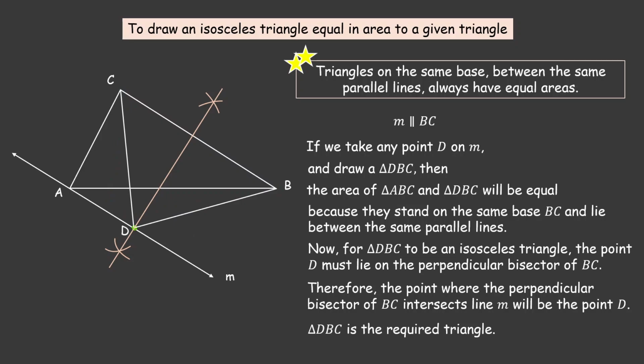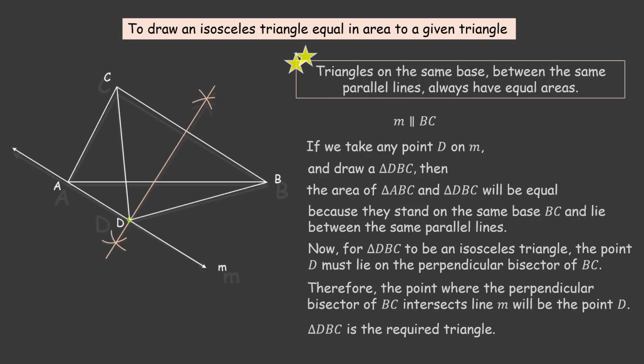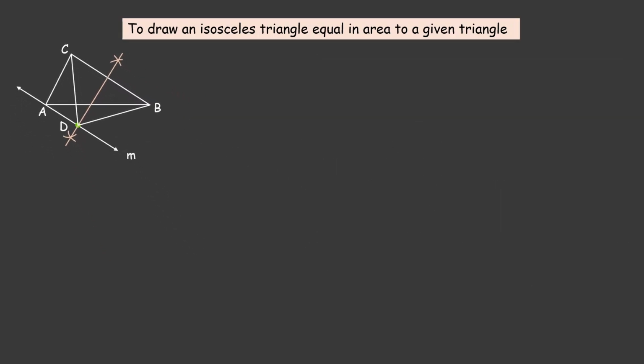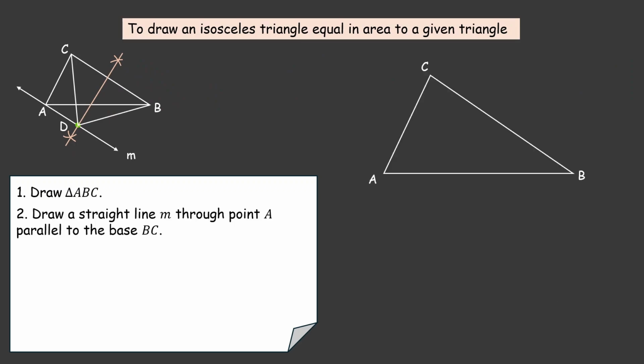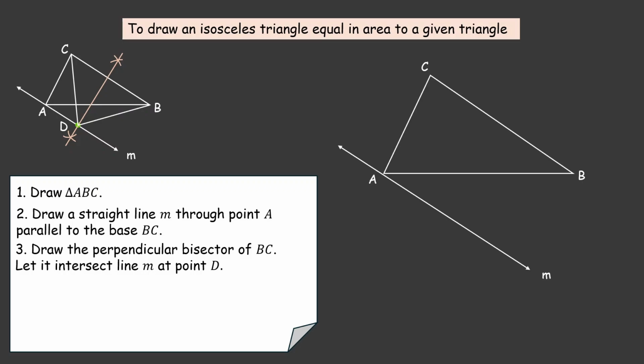Let us now move to the steps of construction. We are going to keep this image as reference. First of all, we need to draw triangle ABC. Then we'll draw a straight line M through point A which is parallel to base BC. Next, we are going to draw the perpendicular bisector of BC such that it intersects line M at point D.